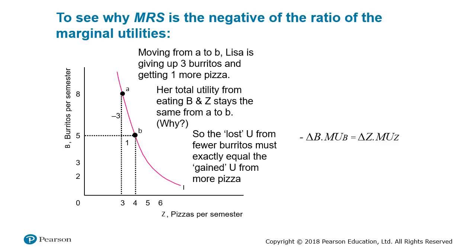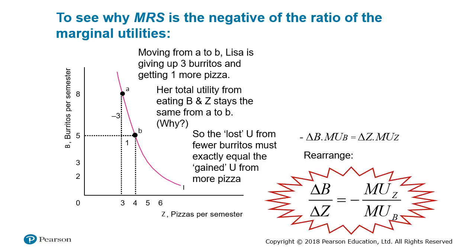This shows that relationship algebraically. Here we have her change in burrito consumption times the marginal utility attached to those burritos, which in this case is negative because she's dropped her burrito consumption, must exactly equal the change in pizza consumption times the extra utility from the extra pizzas. Those two must offset each other to keep her total utility constant. We can rearrange that expression, and we will get that the change in burrito consumption over the change in pizza consumption is equal to the negative of the ratio of marginal utility of pizza over marginal utility of burritos.